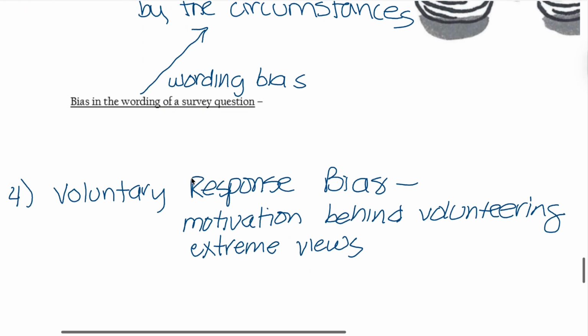Fourth one is voluntary response bias. It's the motivation behind volunteering extreme views. Think about this: if you do a poll on the internet, the people who choose to respond to the poll will most likely be two groups of people. Either they extremely support your ideas, or they extremely dislike your ideas. The people who are neutral, not leaning either way, will most likely choose not to respond. So at the end, the data you collected is pretty extreme. There will be a bimodal graph if you show it on your graph or calculator. That would definitely not be good.